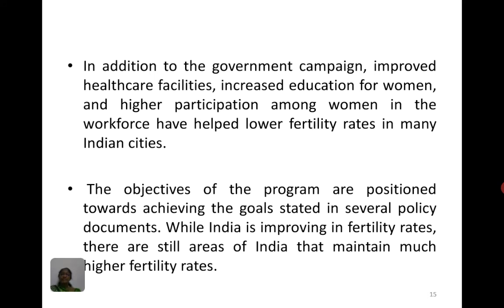The objectives of the program are positioned towards achieving the goals stated in several policy documents. While India is improving with fertility rates, there are still areas of India that maintain much higher fertility rates. That is because, again, it's due to lack of awareness, sometimes conservatism. Family members may not allow women to adopt family planning measures. Hence, it has resulted in high fertility rates in some of the areas.